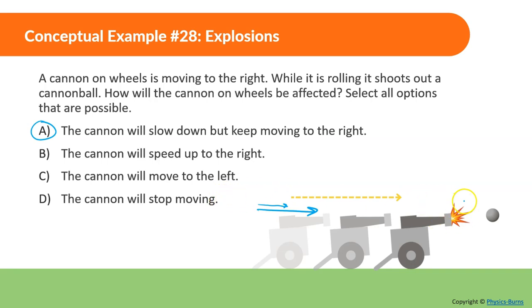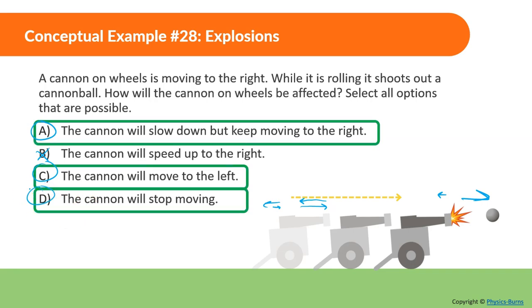B, the cannon will speed up to the right. That won't be possible because when this gets shot out, there is going to be a certain amount of recoil. So it can't be B. C, the cannon will move to the left. That could be possible. Maybe if it was already going a very slow speed to the right, after it gets shot out, it moves more to the left. D, the cannon will stop moving. That could also be possible. It might be going a certain speed to the right, but then it gets shot out and gets exactly canceled out. So A, C, or D.